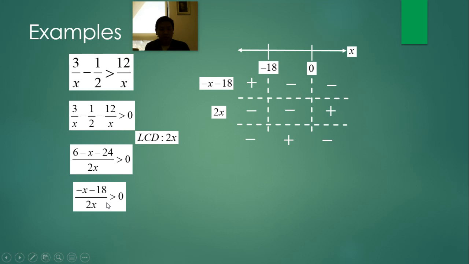So we now consider what positive is referring to. Of course, that's greater than 0. And we highlight that segment, meaning we will use the values negative 18 to 0.